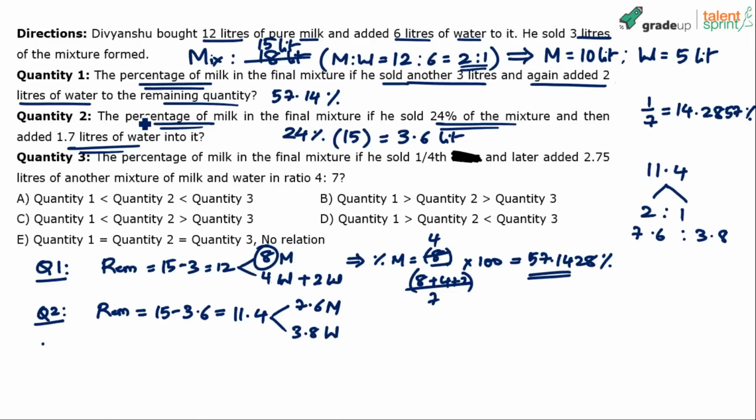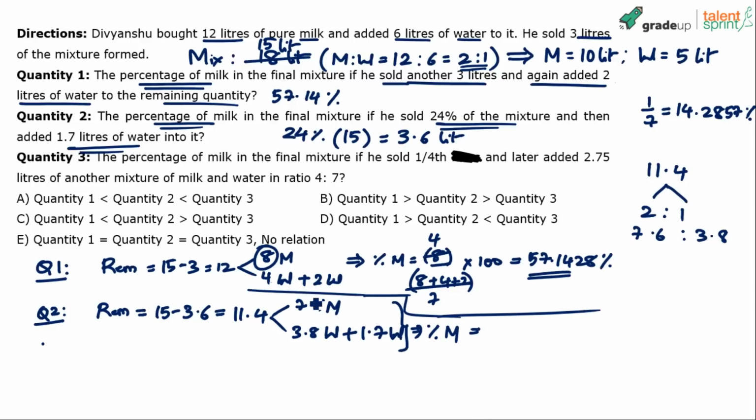Now, understand, after selling 24% of the mixture, we were left with 11.4, in which 7.6 is milk and 3.8 is water. And then he has added 1.7 liters of water, plus 1.7. Like earlier 2 liters, now 1.7 liters of water. Now you do the calculation again. What calculation has to be done? The percentage of milk. He's asking us to find out the percentage of milk. So what is the percentage of milk in these two?